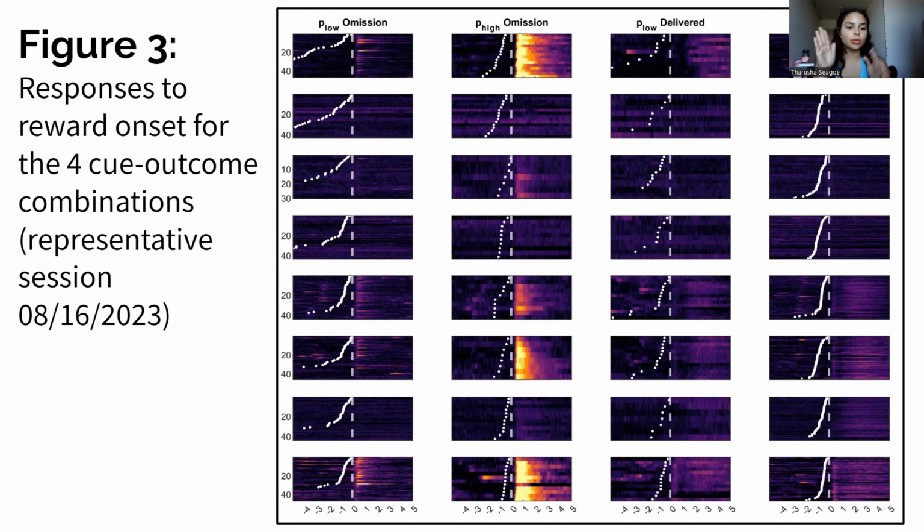These are time locked to the reward outcome, but it's providing context of what cue was played first. So this suggests that after the high probability cue is played, and then there's a reward omission, which is the largest magnitude of negative reward prediction error that all of these four possibilities can create, you see this largest response, and you see some response for the low probability cue and then the omission following it, as shown to the left here.